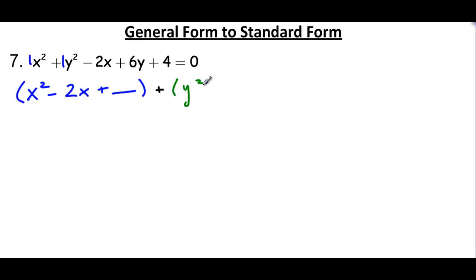I have a y squared plus 6y, and again I want to do plus blank, but I have this plus 4. It doesn't have an x or a y, which means it's all by itself. I'm just going to move it to the other side, which makes it negative 4. But because I wanted to add a blank for the x's and a blank for the y's, I'm going to need to do that on the right hand side as well.